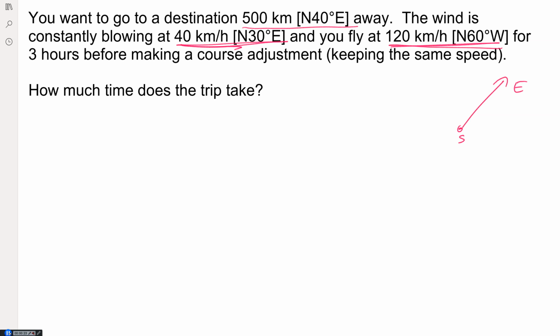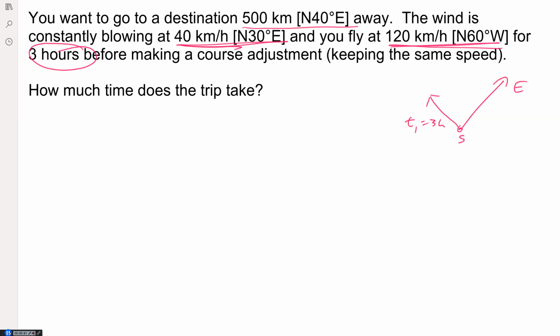Now the plane heads north 60 west, and the wind is north 30 east. I'm going to end up doing something like this. I'm going to say this is T1, and it's 3 hours, because I'm going to do that for 3 hours. Now, if you look at my sketch right here, we can clearly see that I'm way off track of where I want it to be.